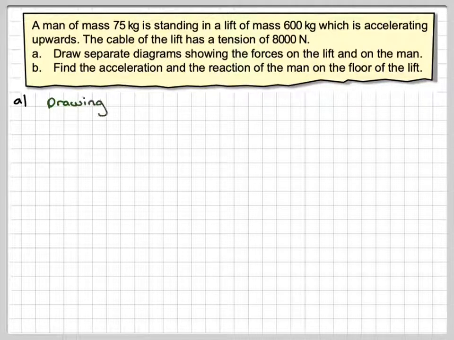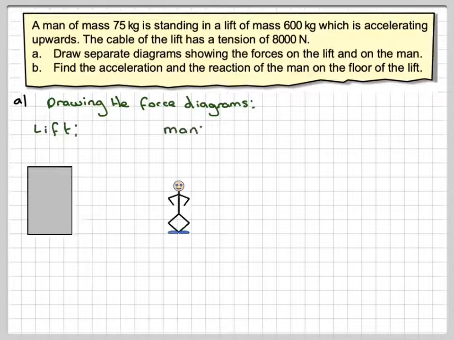Okay, so first step, we have to draw the diagram. I'm going to draw the lift and the man separately, because it just says separate diagrams. So on the lift, what's acting on the lift? Well, we've got its weight, which is going to be 600G newtons, G being 9.8, and then we've got the reaction of the man standing on the lift, so that's going to be R newtons, and then we've got the tension, 8,000 newtons upwards.